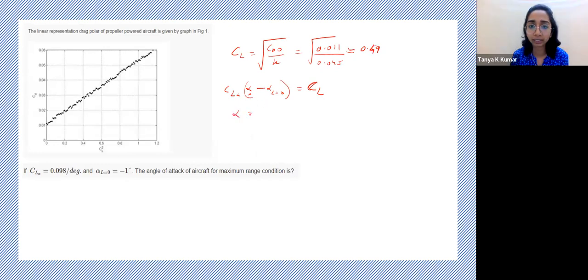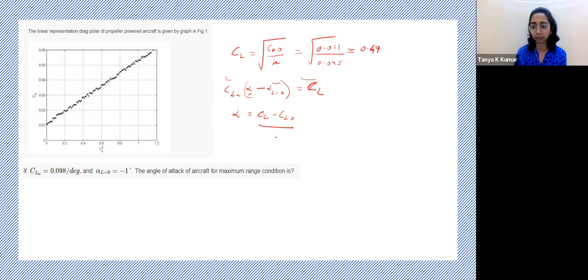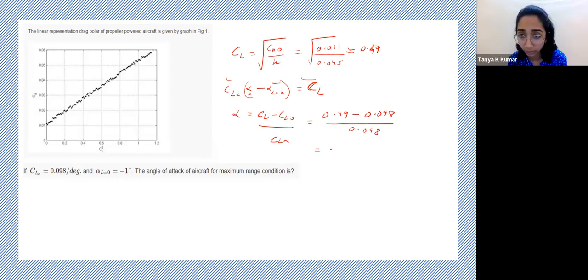So now what is the angle of attack? According to the relation that he has given, what is the angle of attack? You know CL alpha, you know this, you know this. What is alpha? CL minus CL naught on CL alpha. CL is around 0.49. CL naught is just this value. 0.49 minus CL naught on 0.098. 6 degrees. How many degrees? 6.